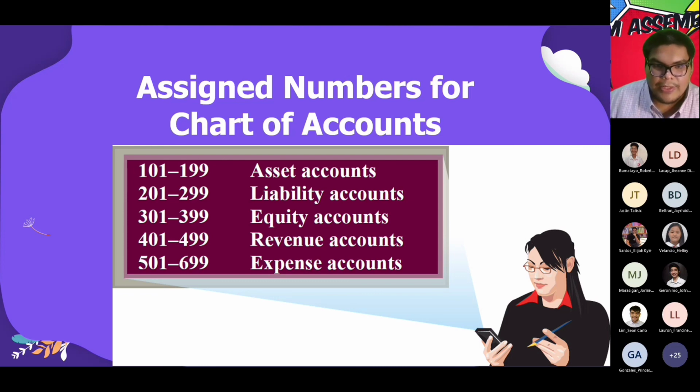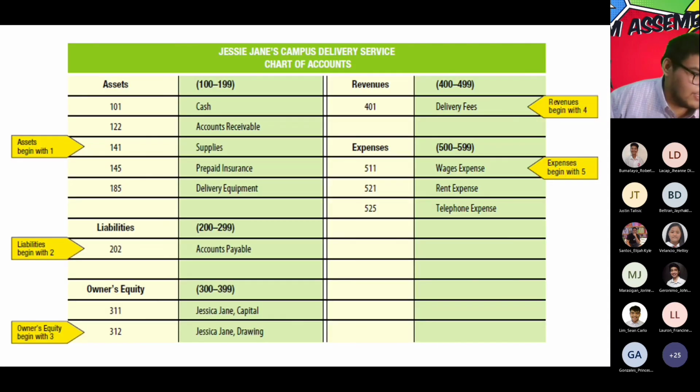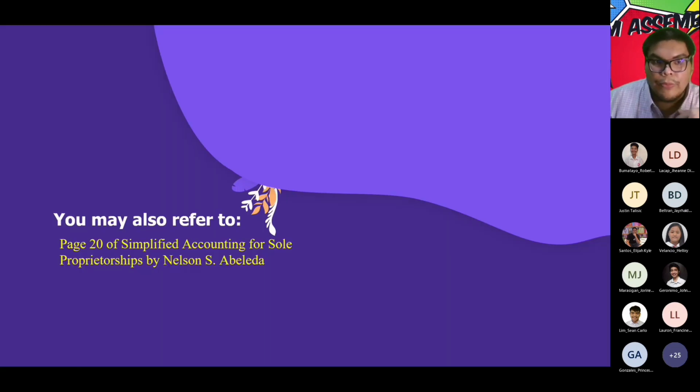Okay, we still have 2 minutes. For our sample chart of accounts of a service business, ito yung isa sa mga example. I'm not sure kung kita, no? Medyo masakit sa mata. So you have the assets, liabilities, equity, revenues, and expenses. Another version is, okay. You may also refer to page 20 of our book, Simplified Accounting for Sole Proprietorships.